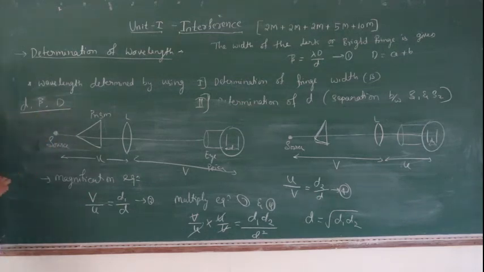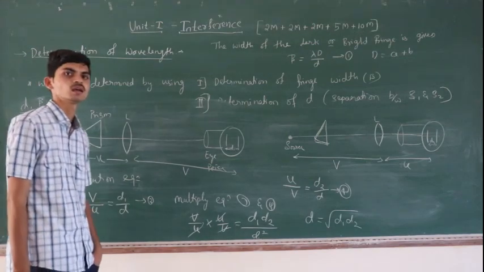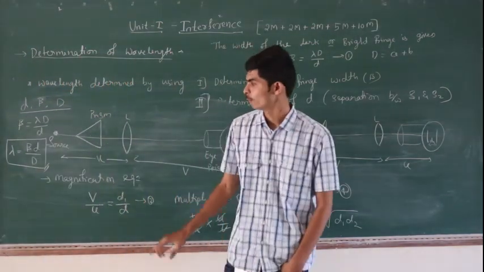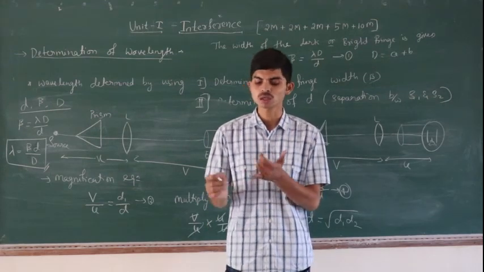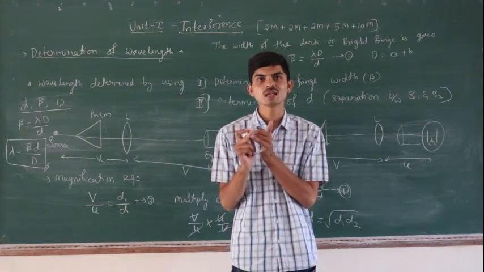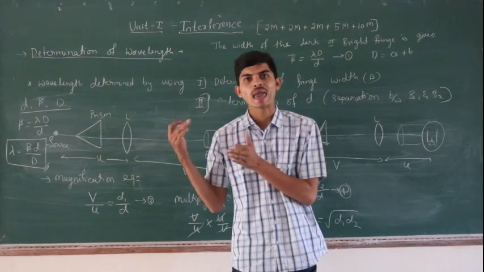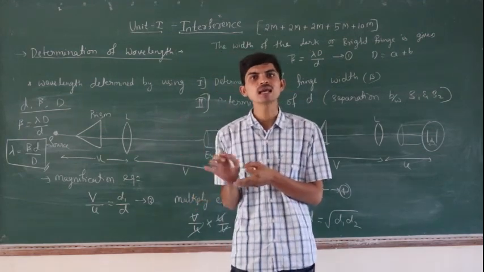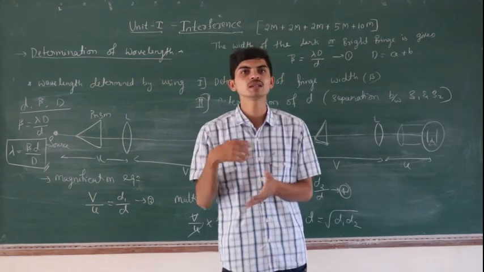So put these three in equation number 1. What is equation number 1? Beta is equal to lambda D divided by small d. Then we will get lambda is equal to beta into d divided by capital D. This is the equation for wavelength in the case of Fresnel's biprism. So this is all about interference, Fresnel's biprism, as well as its experimental setup. By using that experimental setup, we have to determine the wavelength.